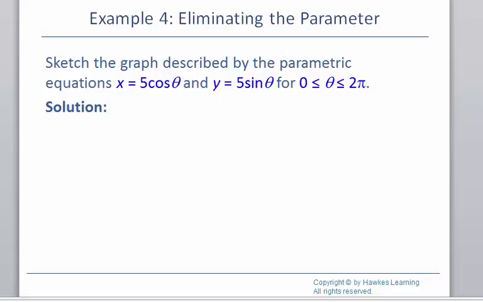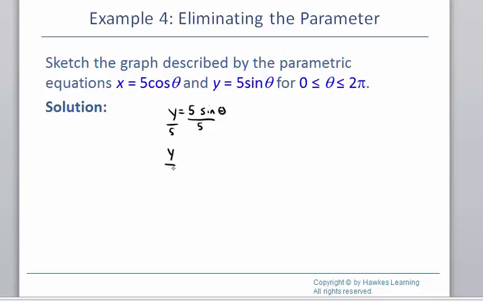So let's take our x is equal to 5 cosine theta and our y is equal to 5 sine theta. And let's take one of those two equations. I'm going to use the one with the sine, but you could have done the cosine one as well. And what I'm going to do here is I'm going to solve for the sine. So I'm going to divide both sides by 5.